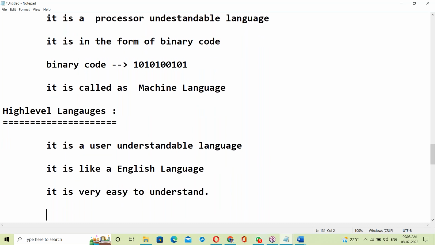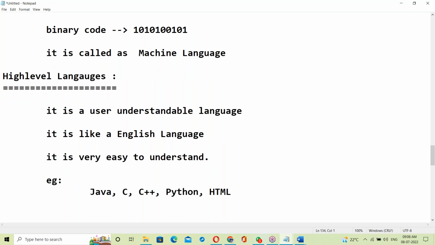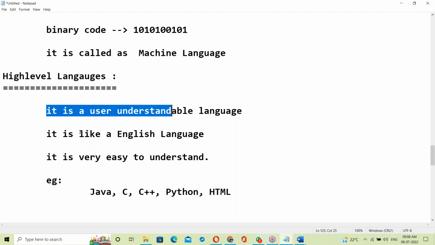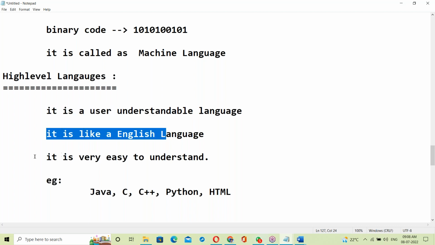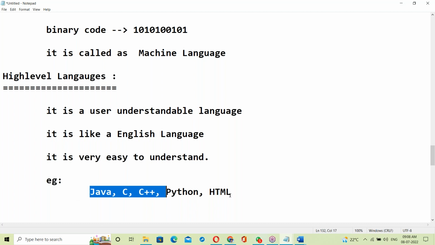See, examples of high level language. Java is a high level language. C is a high level language. C++ is a high level language. Next, Python is a high level language. HTML is a high level language like this. Yes, looks like English language. Easy to understand these things here. So high level languages are user understandable, like English language, very easy to understand.